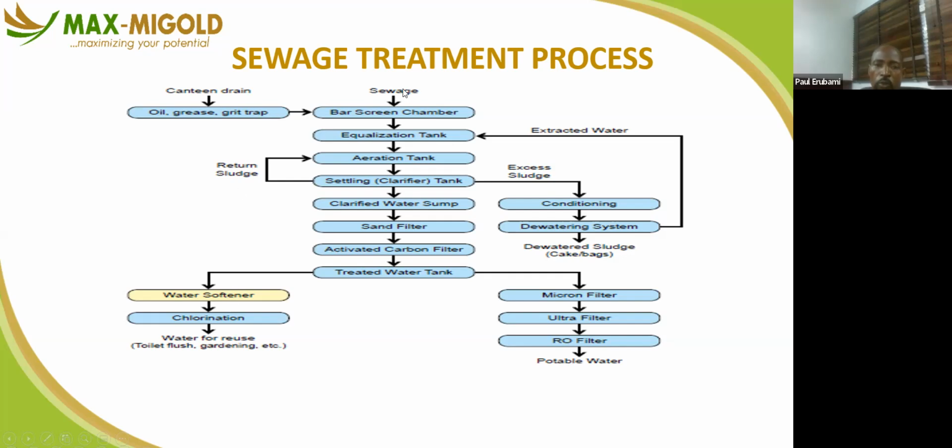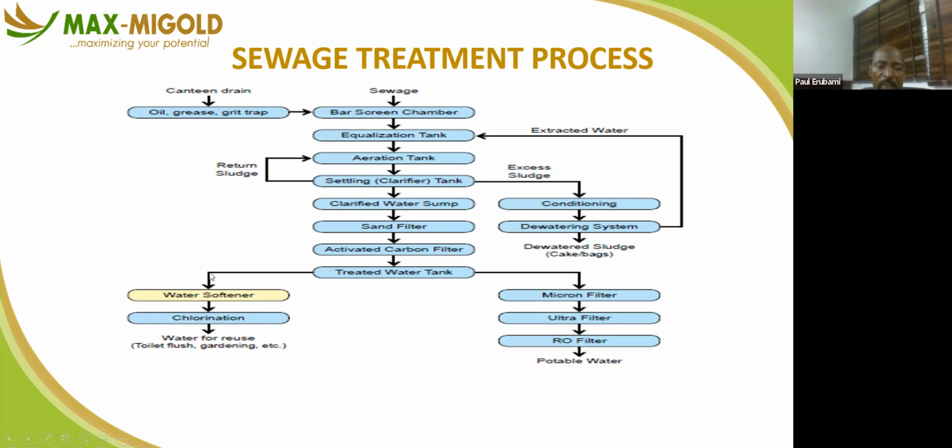What do you do? It goes to the sewage bar screen chamber, from there to the equalization tank, to the aeration tank to remove odor, to the saline tank. From the saline tank, it goes to the clarified water tank sump. From there, it goes to the sand filter, activated carbon, and treated water tank. If you need the water cleaned further, you can pass it through filters and then through reverse osmosis, and it becomes potable water, which is good for drinking.